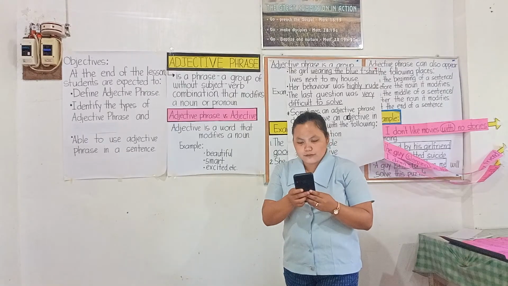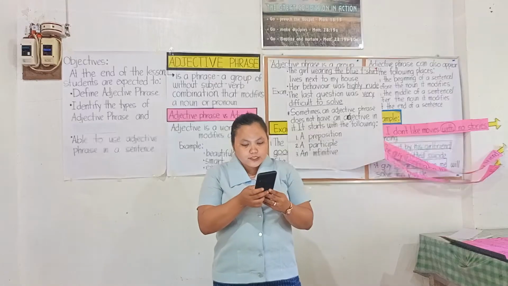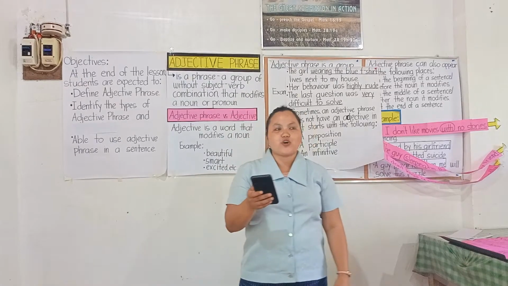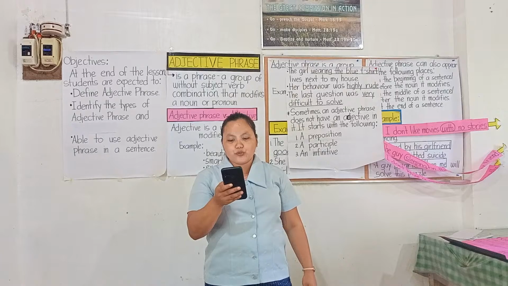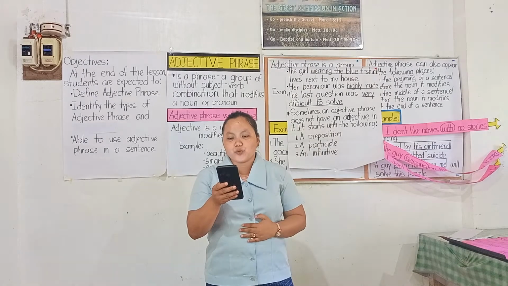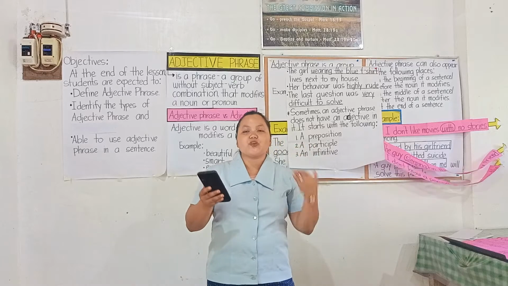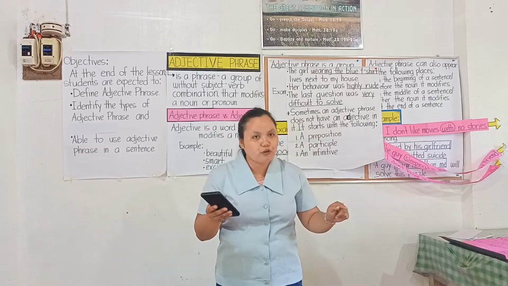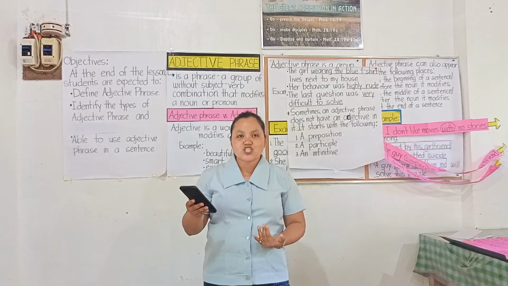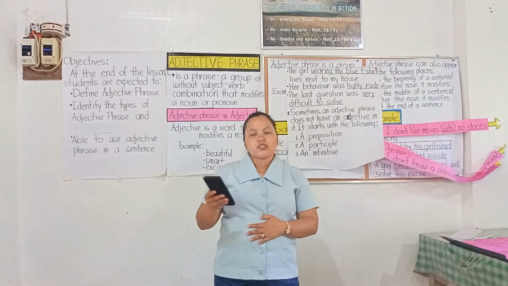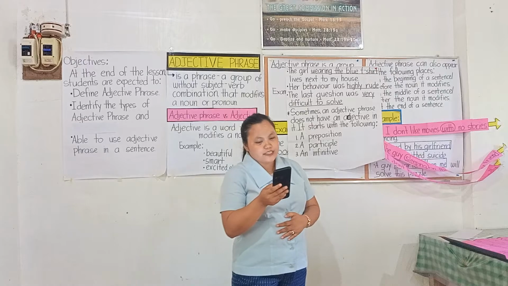Another example. I have a picture of your childhood. "Of your childhood" is a prepositional phrase that starts with the preposition "of," that works as an adjective, and since it's a phrase, it will be called an adjective phrase.